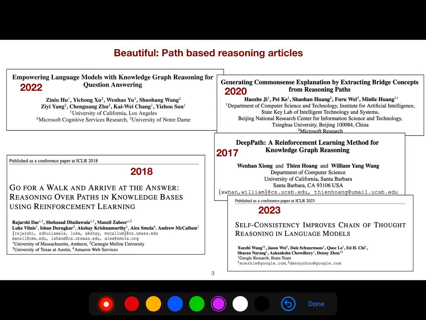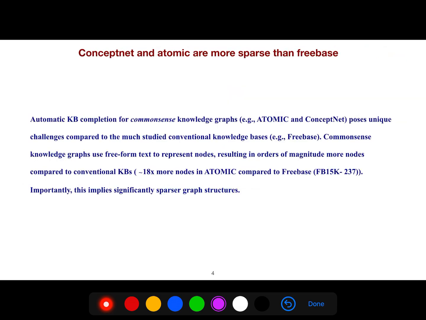It's a very beautiful paper that uses path-based reasoning. So, the path in your knowledge graph is the path that you go from one node, from one concept, to the other one. ConceptNet and Atomic are more sparse than Freebase. Freebase, as I said, is very simple. But ConceptNet and Atomic, first of all, are huge. Second of all, they are very sparse. And so it's challenging.